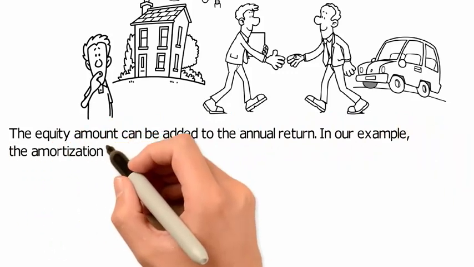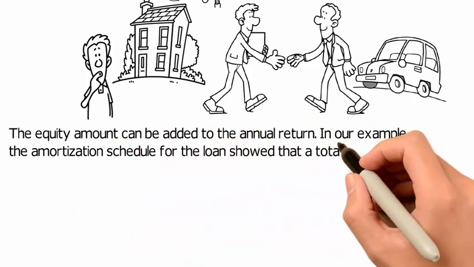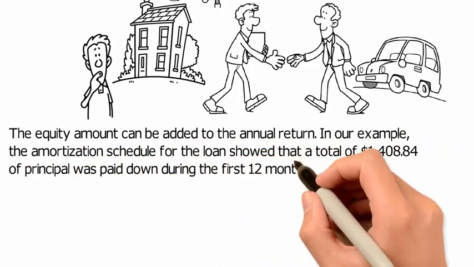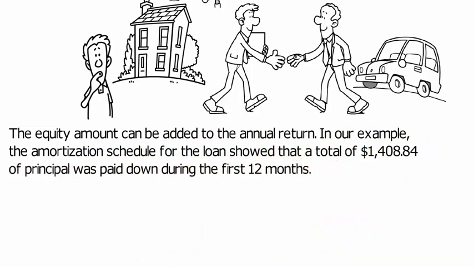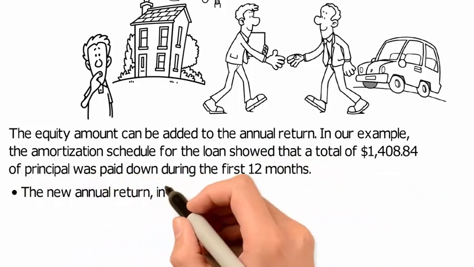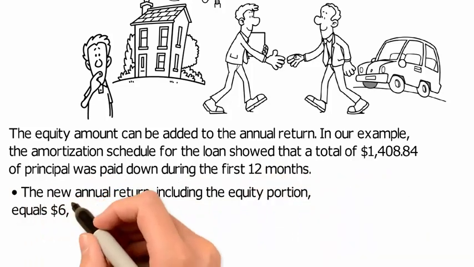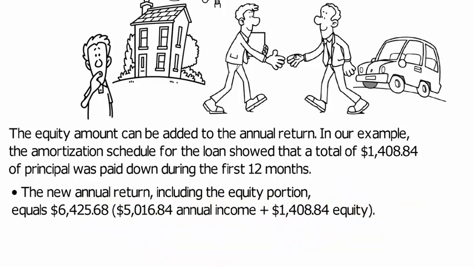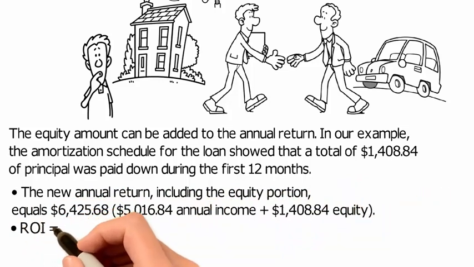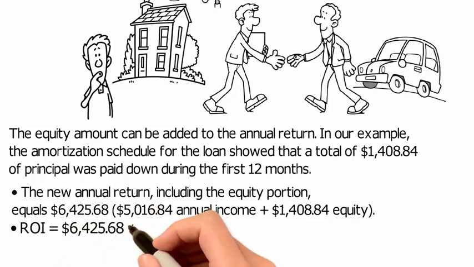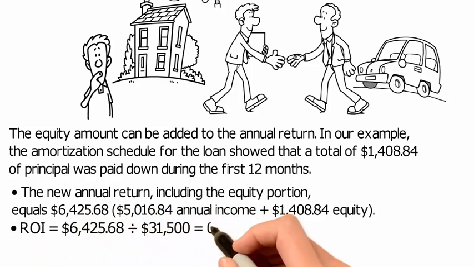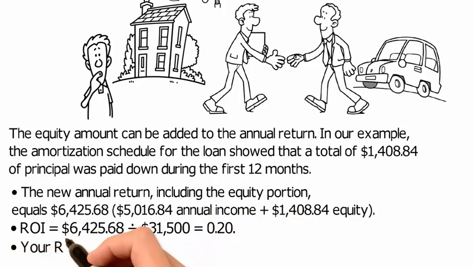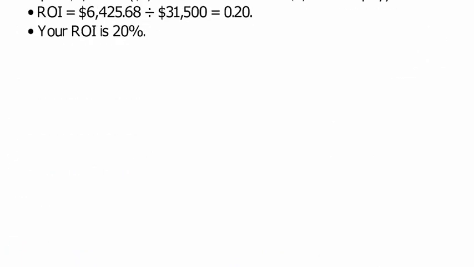In our example, the amortization schedule for the loan showed that a total of $1,408.84 of principal was paid down during the first 12 months. The new annual return, including the equity portion, equals $6,425.68, $5,016.84 annual income, plus $1,408.84 equity. ROI is equal to $6,425.68 divided by $31,500, which equals 0.20. Your ROI is 20%.